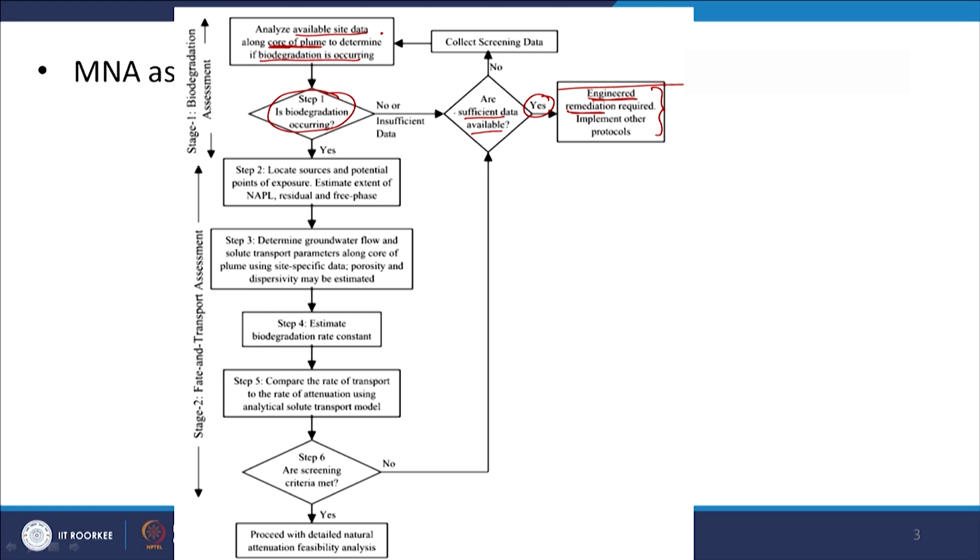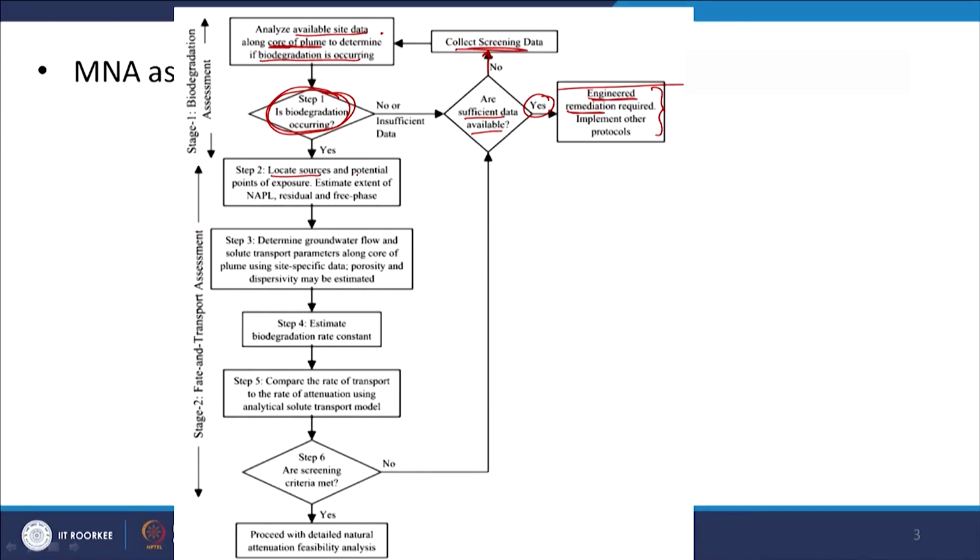If it is because of lack of data, then I need to go back to collect screening data and then come back out here. So again, if biodegradation is occurring, if the data suggests that, as we have seen until now, that biodegradation is occurring, what do we do? We locate the sources, or put in more resources and locate the sources and potential points of exposure, estimate the extent of the NAPL, residual NAPL and the free phase.